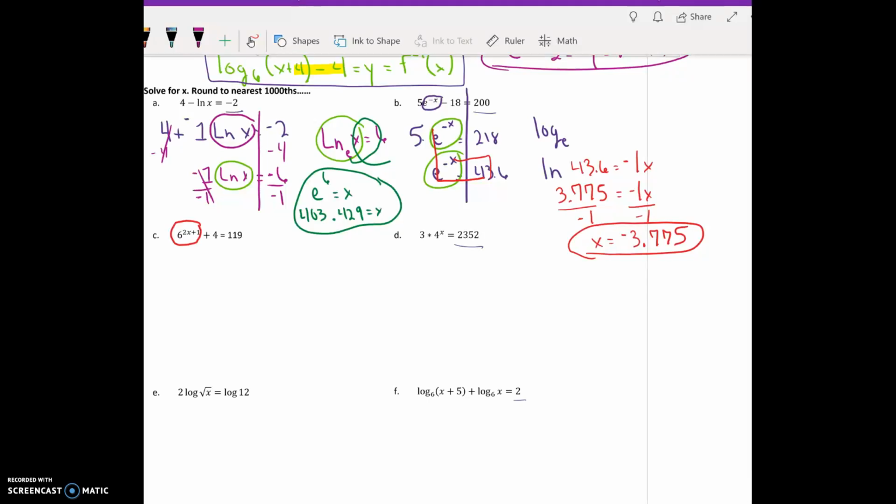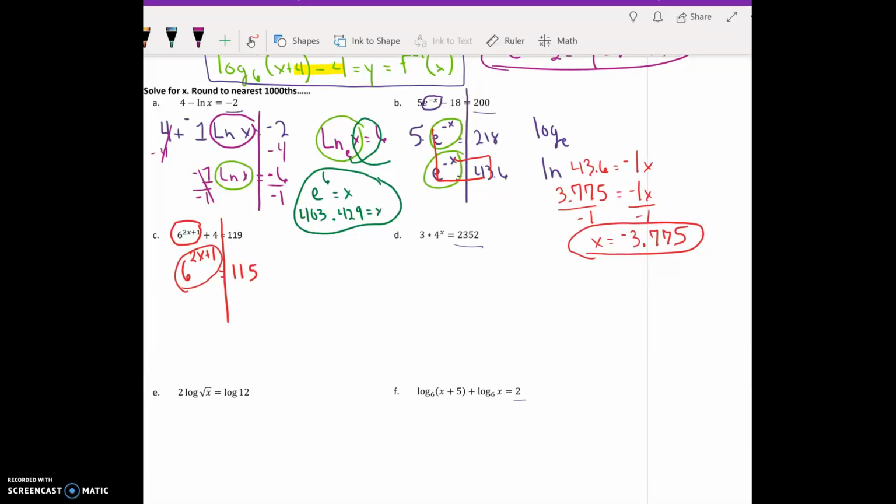But for now, what I can do is move the 4 over. So I'm going to start with that. I'm going to move the 4 over by subtracting. So subtracted on the left side, it's gone. And I'm just left with 6 to the 2x plus 1 power, subtracted on the right side, and I get 115. So again, this whole thing is circled, which means this is all stuck together. So the only way I'm going to be able to get to that x right now is to not have an exponent. I will need to turn it into a log.